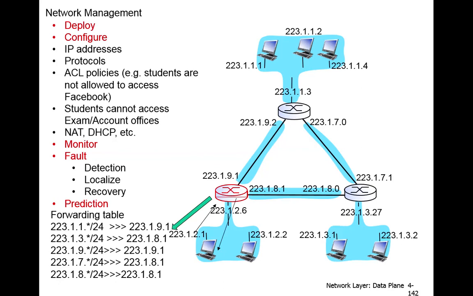So basically I would like to explain what network management means. Network management first involves deployment. Deployment means that you connect the routers, hosts, etc., through the links. This is called deployment. After this, we configure the network. What does it mean? We configure the routing protocols at the routers. We assign the IP addresses to the machines. We assign the network number, network mask, and so on.